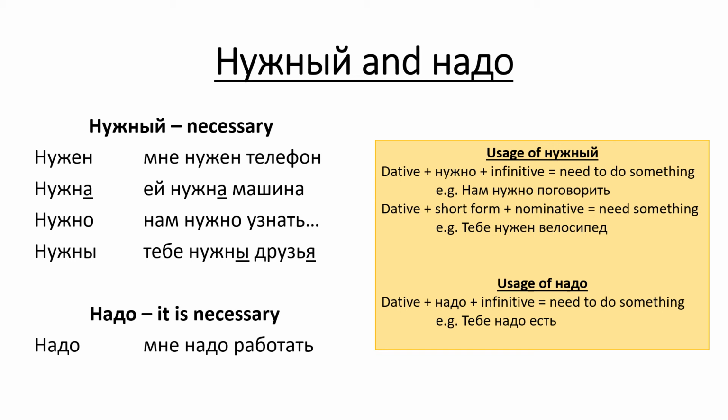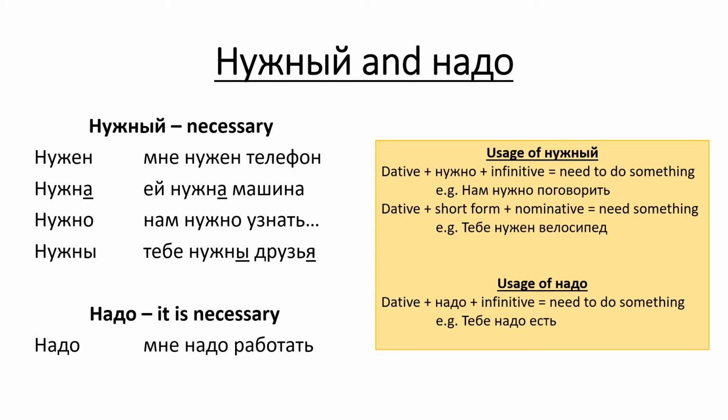For example, мне нужен телефон. I need a phone. And because телефон is masculine in Russian, you would use нужен. Ей нужна машина. She needs a car. And because машина is feminine, you would use нужна. Нам нужно узнать. We need to find out. Because it's a verb, you would use the neuter. And тебе нужны друзья. You need friends. Because friends is plural, you would use нужны.